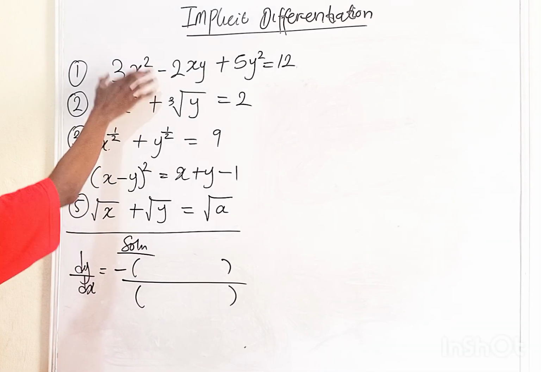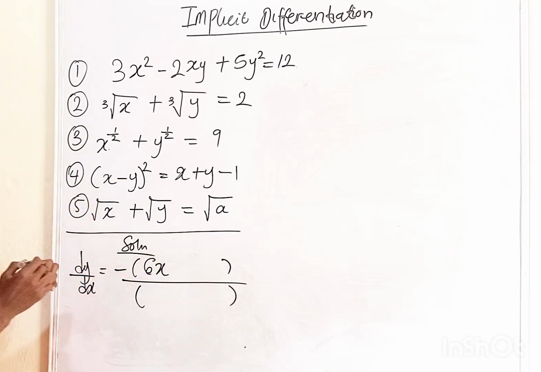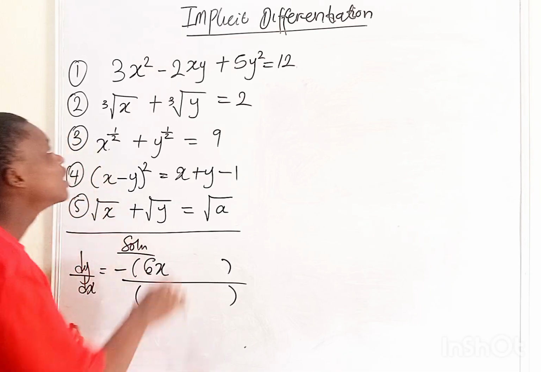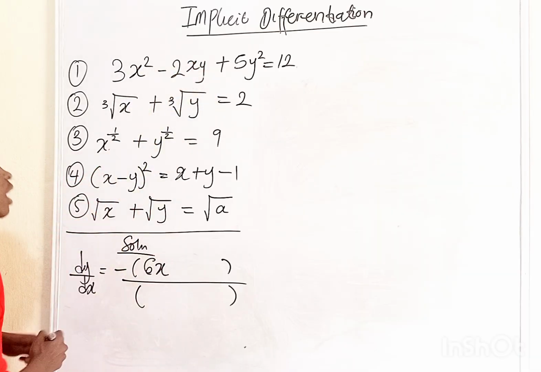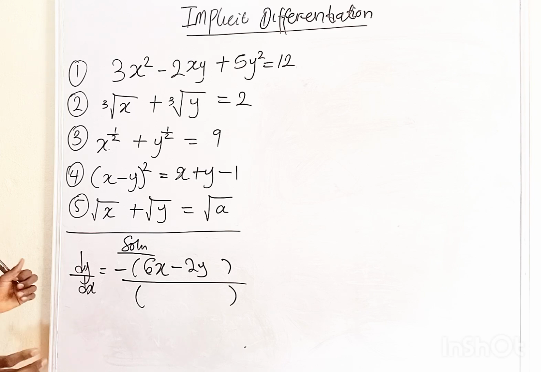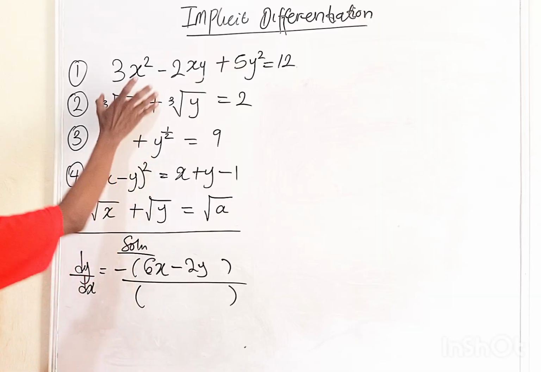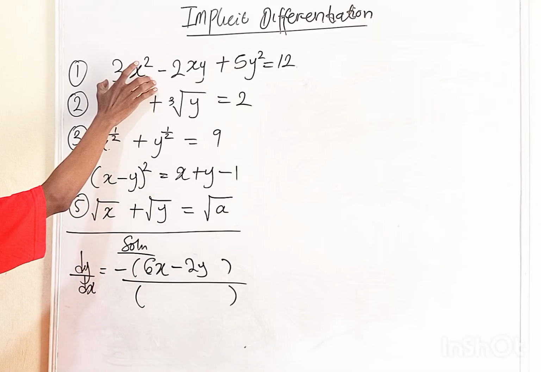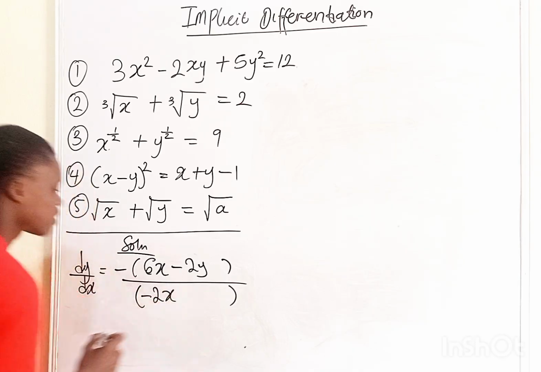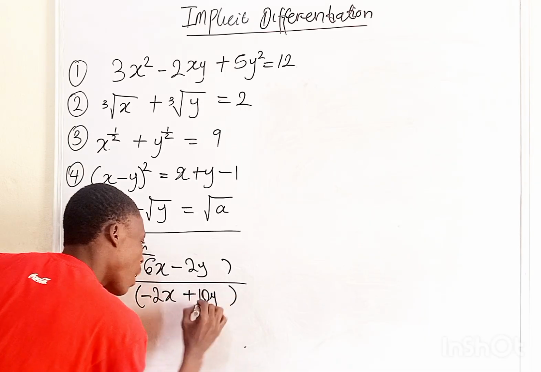If I differentiate here with respect to x in this numerator, I'll have 6x. Please, this is implicit differentiation, and this is the trick. Just pay attention. If I differentiate this with respect to x, I'll have minus 2y. That's the first step. There's no x here, so this becomes 0. Now, let's come down. If I differentiate with respect to y, there's no y here, so this is 0. If I differentiate this with respect to y, I'll have minus 2x. If I differentiate this with respect to y, I'll have plus 10y.